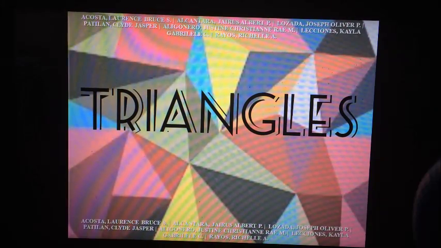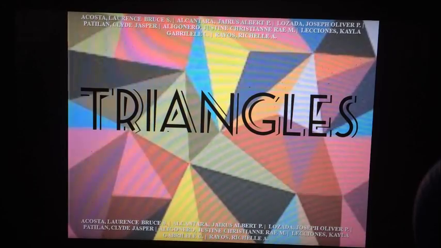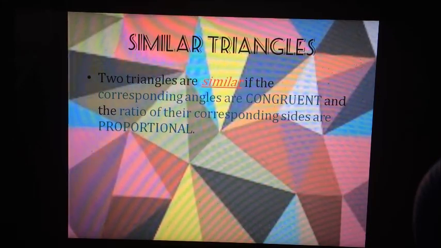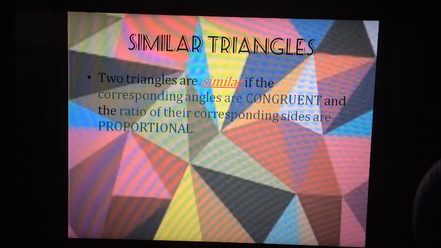Today we're going to talk about triangles, particularly if they are similar or not. Similar triangles. Two triangles are similar if the corresponding angles are congruent and the ratio of their corresponding sides are proportional.